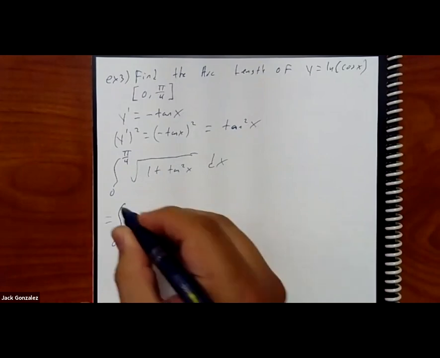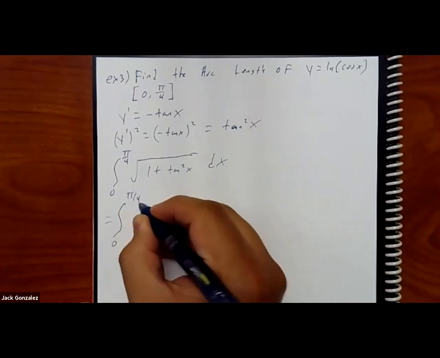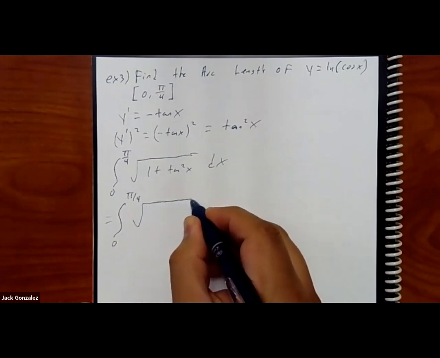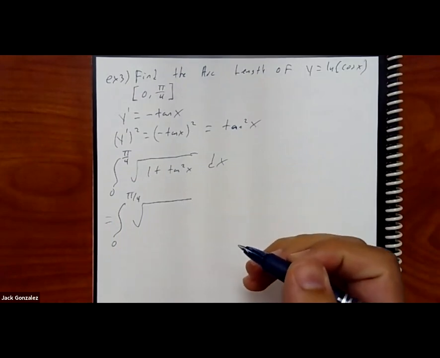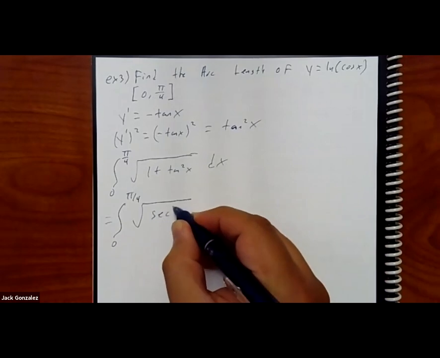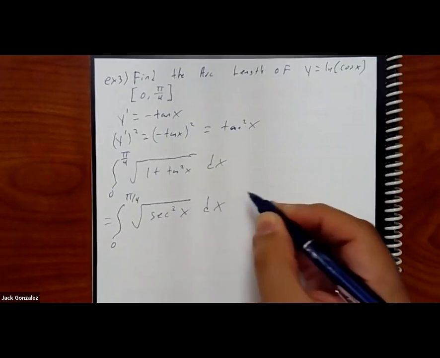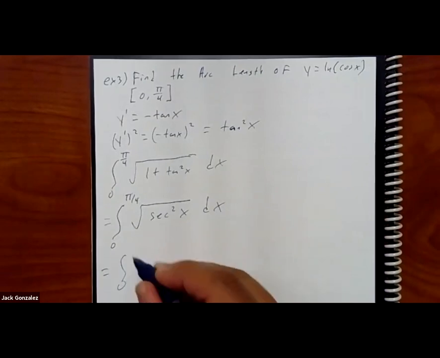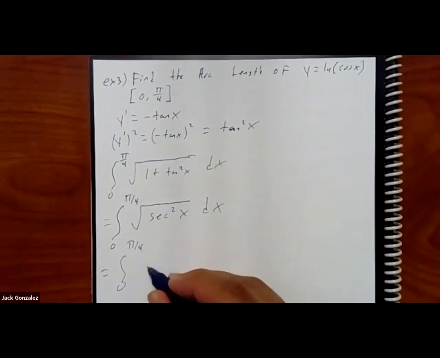Yes, 1 plus tan squared is equal to, you guys remember? Secant squared. It's going to cancel the root, that's what we want, right? So we get the integral from 0 to pi over 4 of secant.